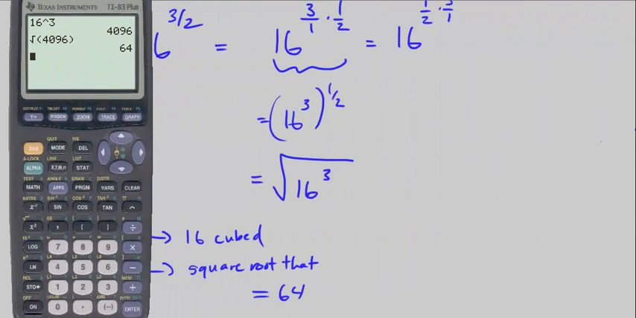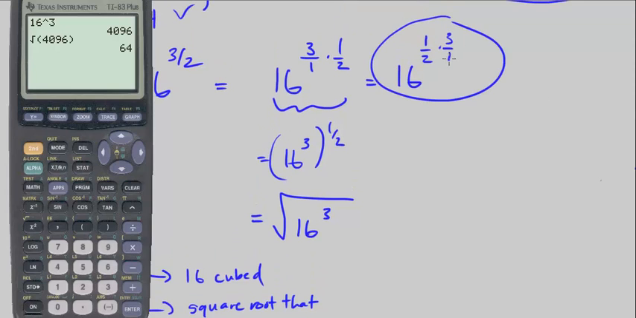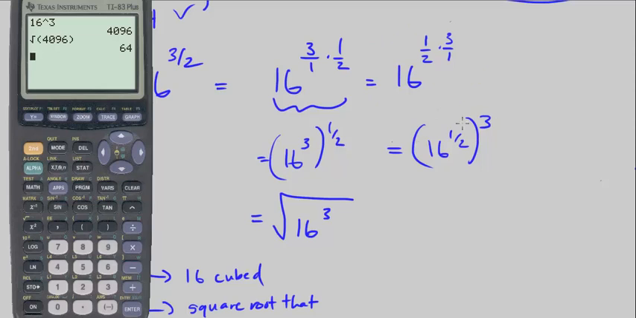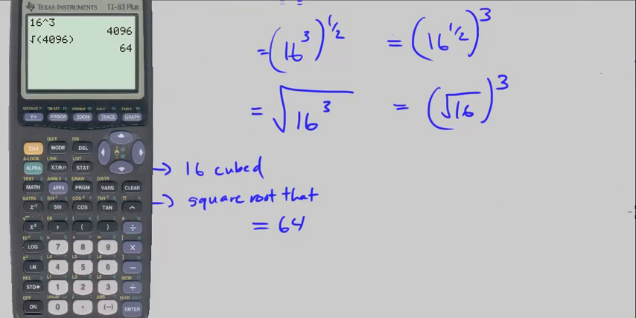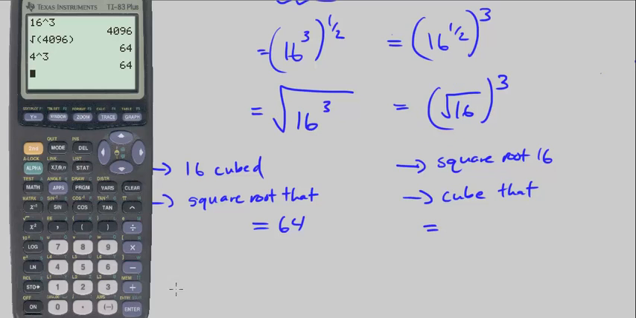Okay, likewise, if we looked at our expression this way, this would equal 16 to the power of 1/2 to the power of 3, right? If I could do either one in either order. 16 to the power of 1/2 is just the square root of 16 cubed, right? So I could do it in the opposite order. I could square root 16, and then I could cube that answer. Okay? So the square root of 16 I know is 4. 4 to the power of 3 is 64. So either way, we get the same answer.